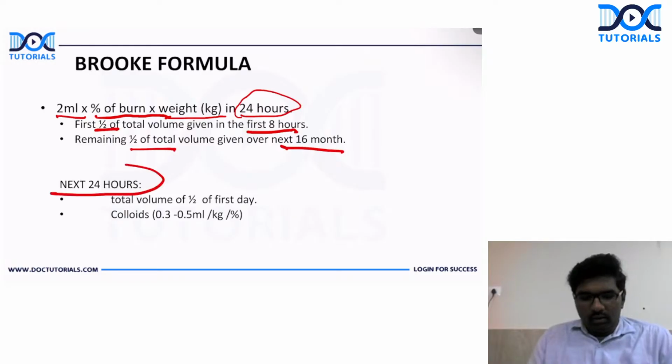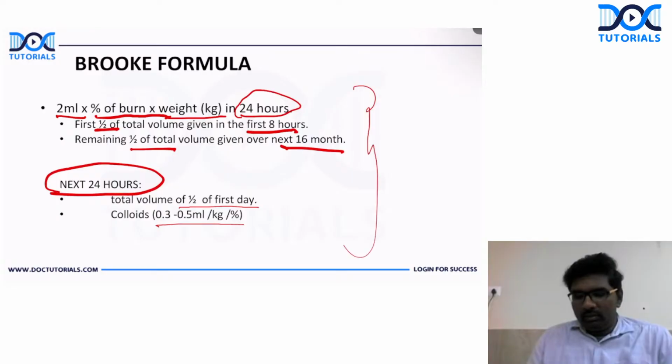And on the second day, the next 24 hours, similarly, half of the first day's dose is given. The colloids here will be given at the rate of 0.3 to 0.5 ml per kg into the patient's body weight into total body surface area involved. Probably this will be undercorrecting the patient. Hence, we go with the Parkland formula preferably.